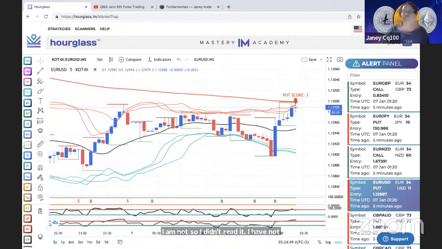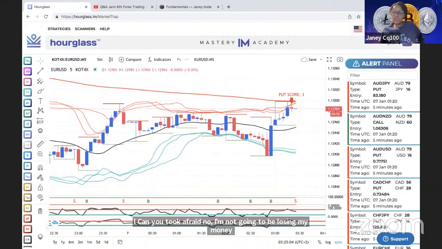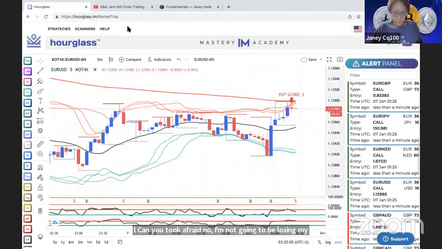I've not touched the market today. I just looked at it. I was like, no, Shetani Ashindu. That's what I say, because I used to take trades just to take a trade. Oh, okay, I need to take a trade. No, I'm not going to be losing my money. I made too much money this week to lose any.